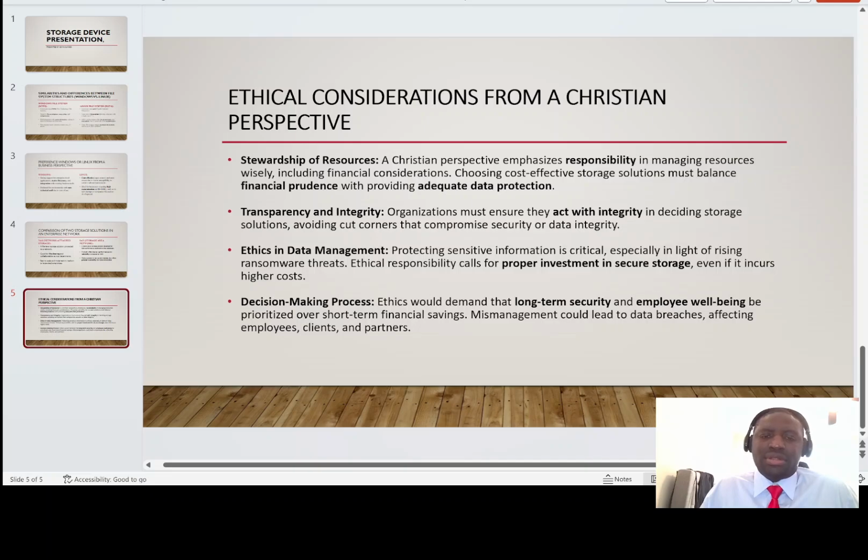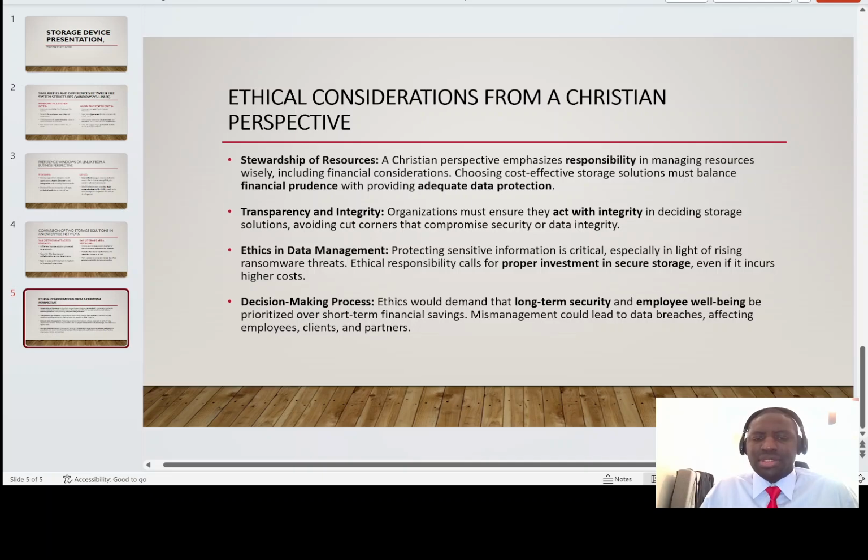In the ethical world, regarding transparency and integrity, organizations must ensure they act with integrity in deciding storage solutions, avoiding cutting corners that compromise security or data integrity. Ethics in data management: protecting sensitive information is critical, especially in light of rising ransomware threats. Ethical responsibilities call for proper investment in secure storage, even if it incurs high cost.